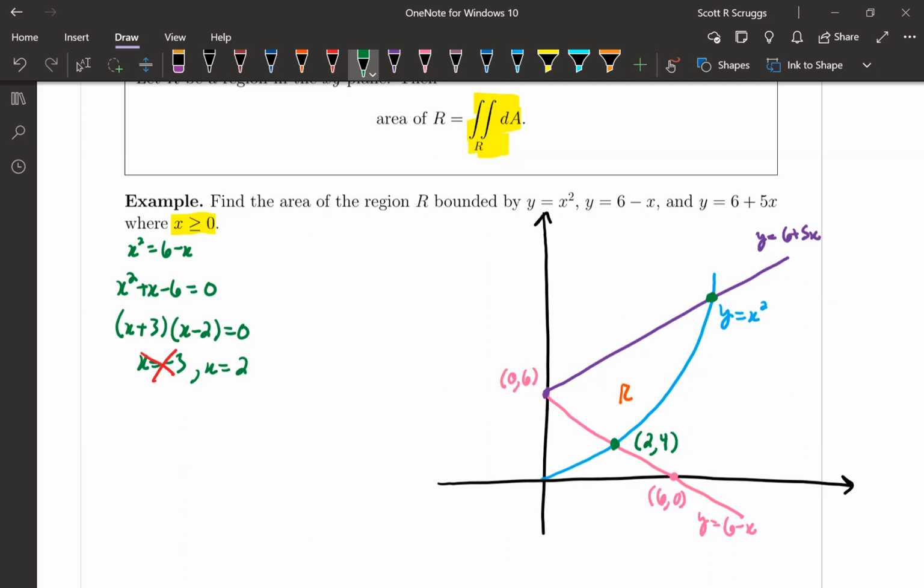Now, I'm going to repeat that same process for x squared and 6 plus 5x. So set those two curves equal to each other. Moving everything to one side, I get x squared minus 5x minus 6 equals 0. And yes, this can be factored.